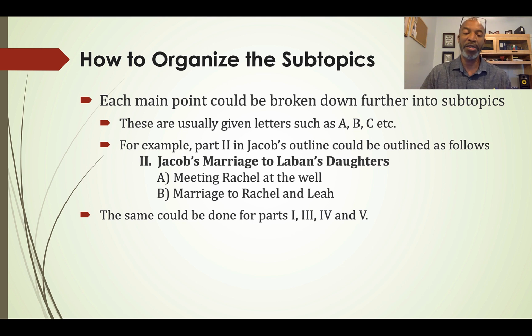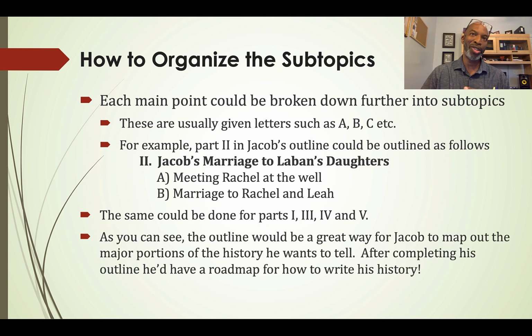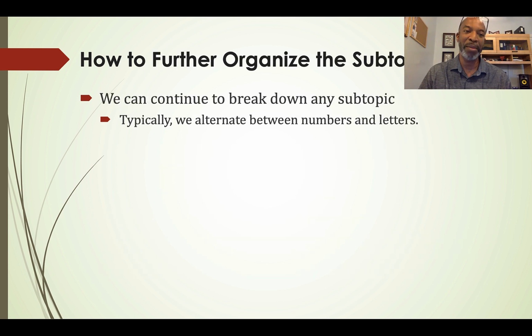You take each major topic and think, how am I going to break down this major topic into smaller topics that I want to deal with? As you can see, the outline is a great way for Jacob to map out the major portions of the history that he wants to tell. After completing the outline, he'd have a roadmap for how to tell his complete history, and it would make the job a lot easier.